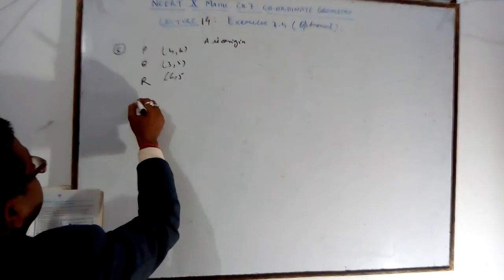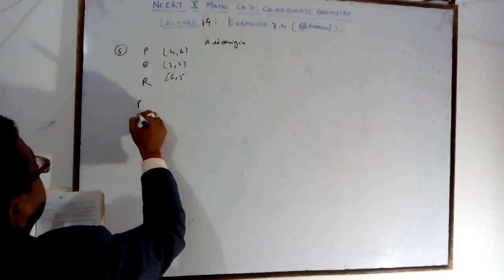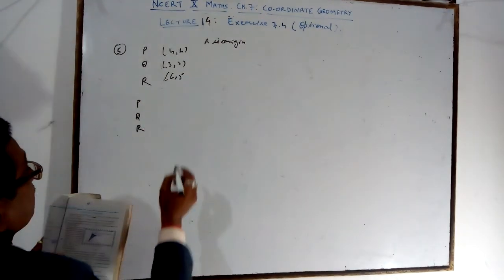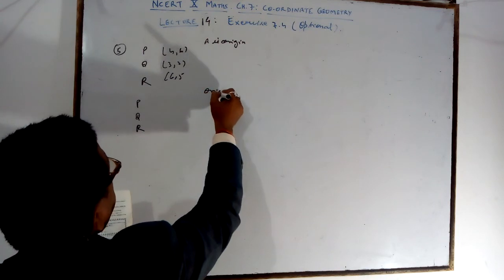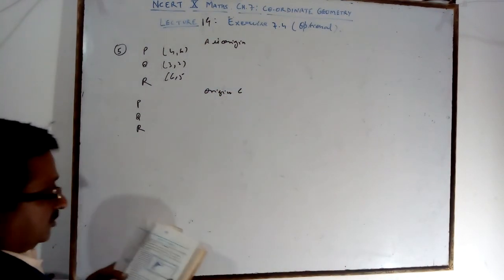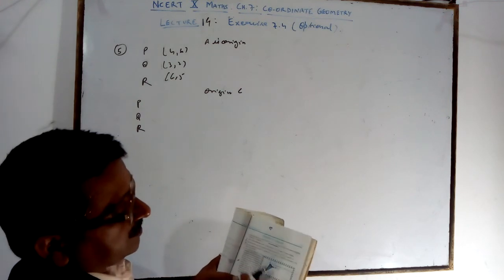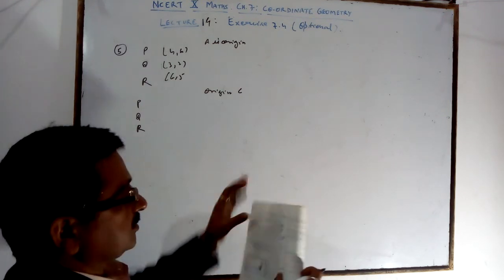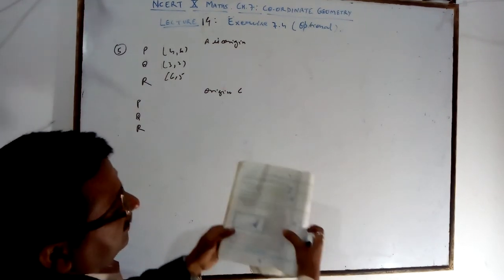But the same thing, it is triangle PQR when the origin will be C. There are two possibilities. When the origin is C, then it makes the fourth quadrant. But you turn the book. If you turn the book, you will see it like this.